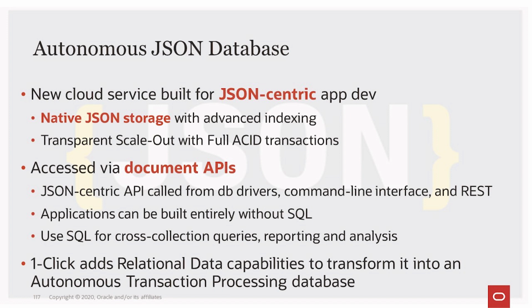You access the JSON database using document APIs. These are JSON-centric APIs that you call from either the database drivers in the application, command line, or using REST. Applications can be built entirely without SQL, but you can use SQL for cross-collection queries, reporting, and analysis on JSON data. When you use a JSON database, you can, with a single click, add relational database capabilities to transform it into an autonomous transaction processing database that has both JSON and relational data in it.